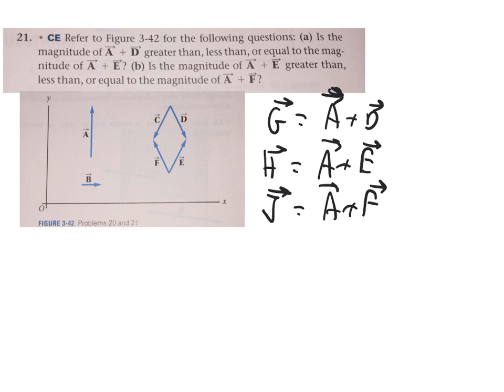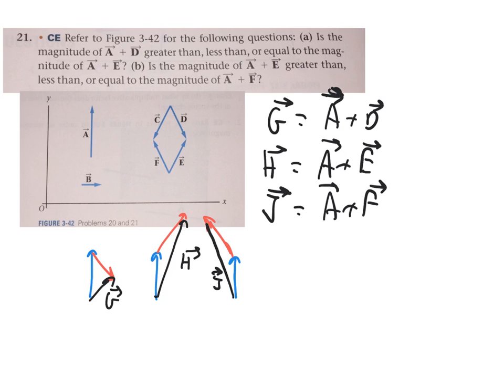If we sketch A, and then we add D, we would get G. And if we add A, and we add to that E, then this guy ends up being H. And finally, if we have A, and here's the tricky bit, I have to add what is essentially E but the other way, and this will give me vector J.